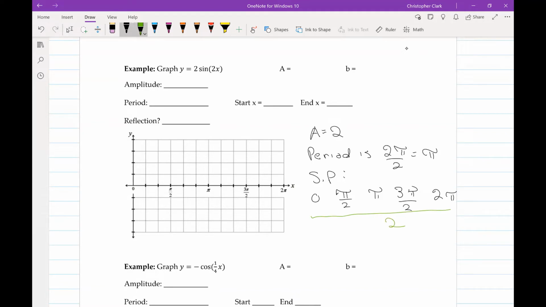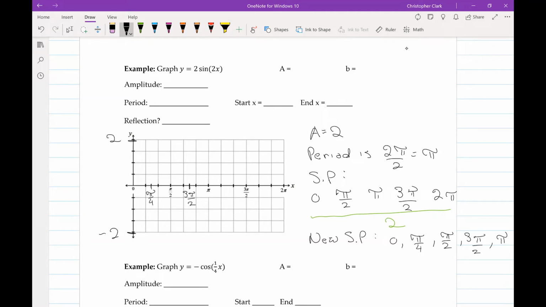Divide by 2, and I get my new special points are 0, pi over 4, pi over 2, 3 pi over 4, and pi. So I need to change this graph up a little bit. I'm going to put right here a pi over 4. I'm going to put right here a 3 pi over 4. And I know my amplitude is 2, so it's going to max out at 2 and min out at -2.